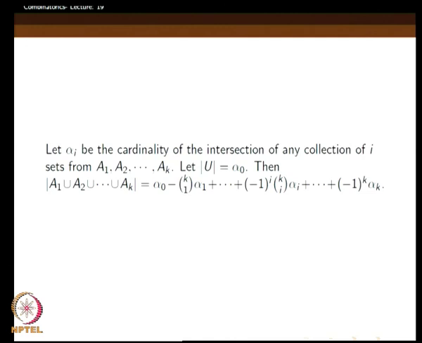This is definitely trivial, but we will have cases where it can be easily applied, so we do not have to always remember the other formula. In many cases it may so happen that the cardinality of the intersection of T sets only depends on T. It does not depend on which T sets, only how many sets you are taking the intersection of matters. So we can apply this formula more conveniently. This is the simplified version, so we can remember it more easily.